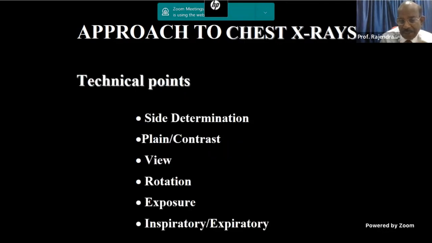And when I say technical issues, then you should know which side is right, which side is left, whether it is a plain X-ray or contrast, what the view is. Is there any significant rotation? Because that may create apparent changes in the chest X-ray, which will not actually be there.